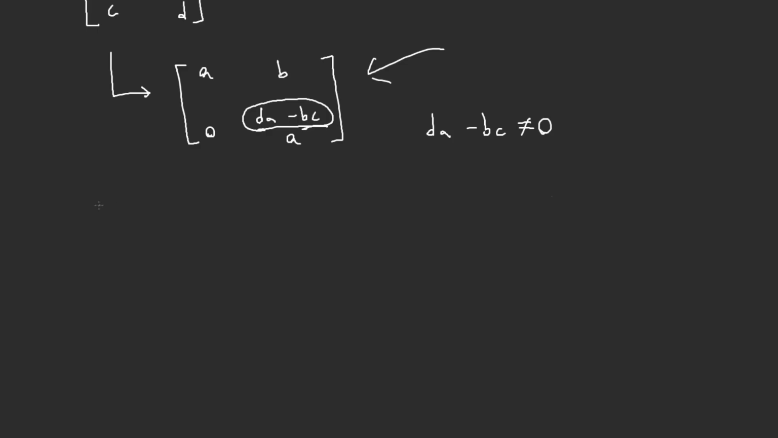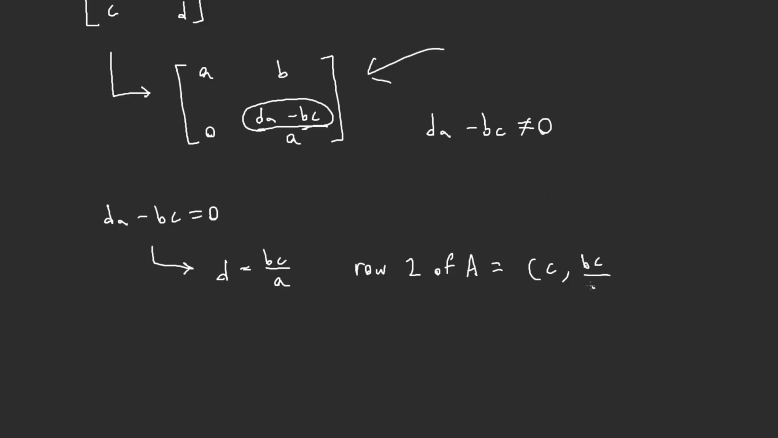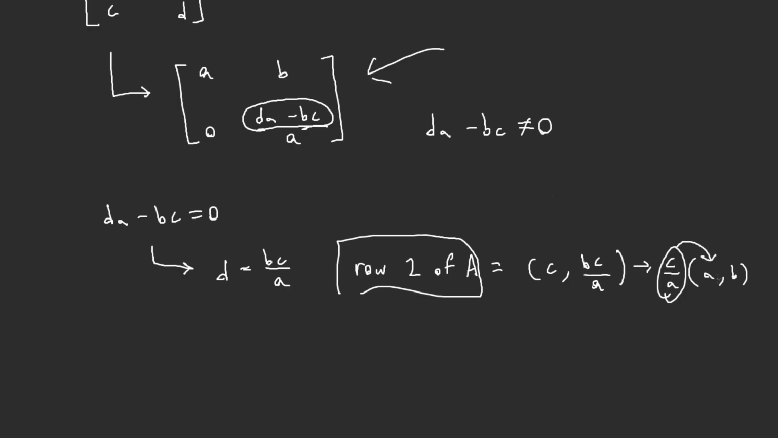One thing I want to point out is that if dA minus BC is equal to 0, then if I solve this equation for D, I'm going to get BC over A. That tells us that the second row of our matrix is going to be C, and then D is BC over A. But this is the same thing as C over A times A B, because when I multiply C over A by A, I'm going to get C. When I multiply by B, I'm going to get BC over A, which is just D. And so the second row of A is just going to be some value times the first row of A.